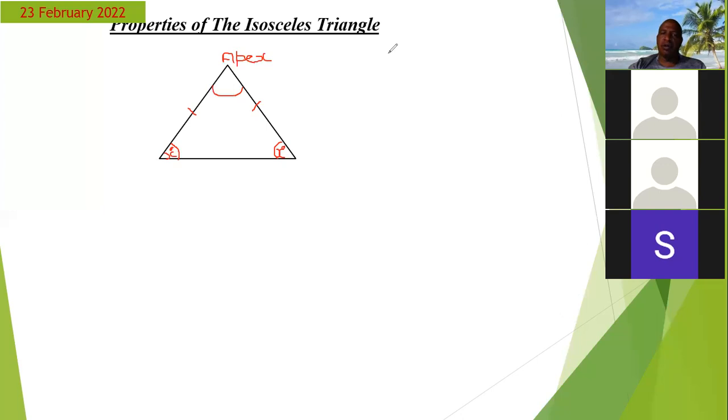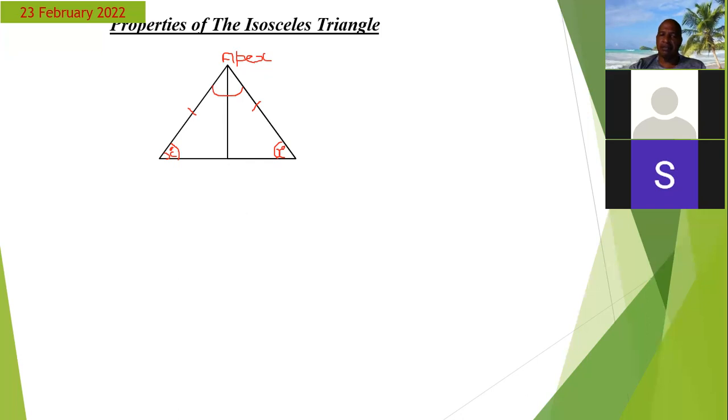Now, if you draw a vertical line from the apex to the base so that it forms a right angle with the base, you get two right angles. If you cut the isosceles in two from the apex right down to the base, you'll get two equal, or should I say similar, right angle triangles. And one would be the mirror image of the other. That means if you fold them along that vertical line, the triangles will match on top of each other perfectly. So if you fold the left side onto the right side, you will get a perfect match. And so that is one of the properties of an isosceles triangle.